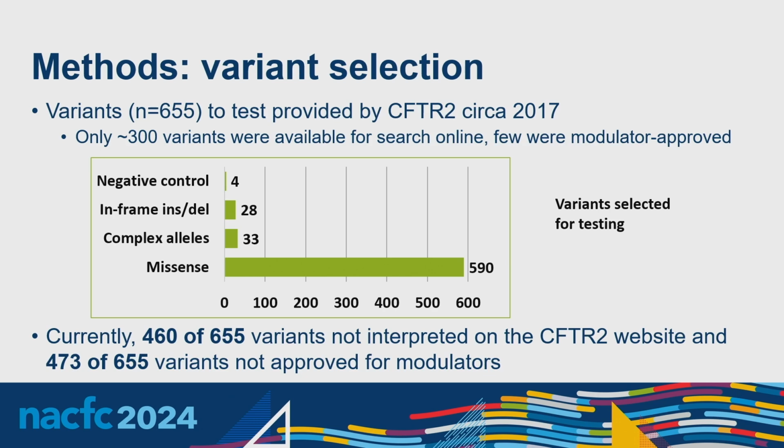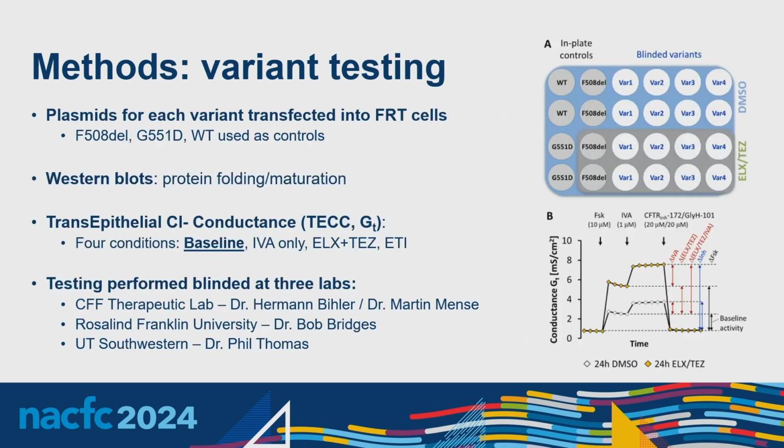Now, remember, I said we provided this list in 2017, and since then there was some additional work done separate from this project. At this point, of the 655 that were tested, several of them have been tested and made it onto the website, but we still have 460 that are not currently on the website now, even with our 1,100 variants that are available. And then 473 of the 655 tested are currently not on label for CFTR modulators.